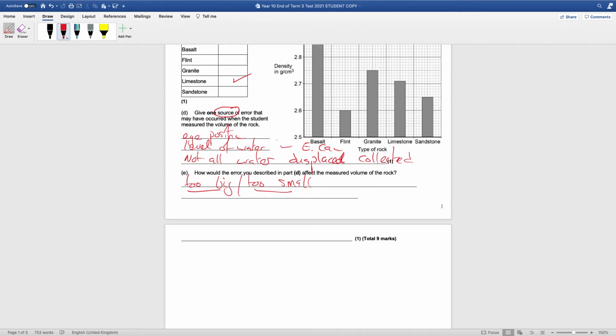The level of water in the Eureka can, well, that can only ever be too low if it's not right. Therefore, the volume that you would measure would be too small. If you didn't collect all the water that was displaced, if you forgot to put the measuring cylinder in before you put the rock in and then quickly put the cylinder in later on, some of your water will have been lost. You won't collect it all. That would make your volume too small, of course. Or, of course, if the measuring cylinder already had water in it, then the volume that you would measure would be too big. And that, of course, would be a zero error.